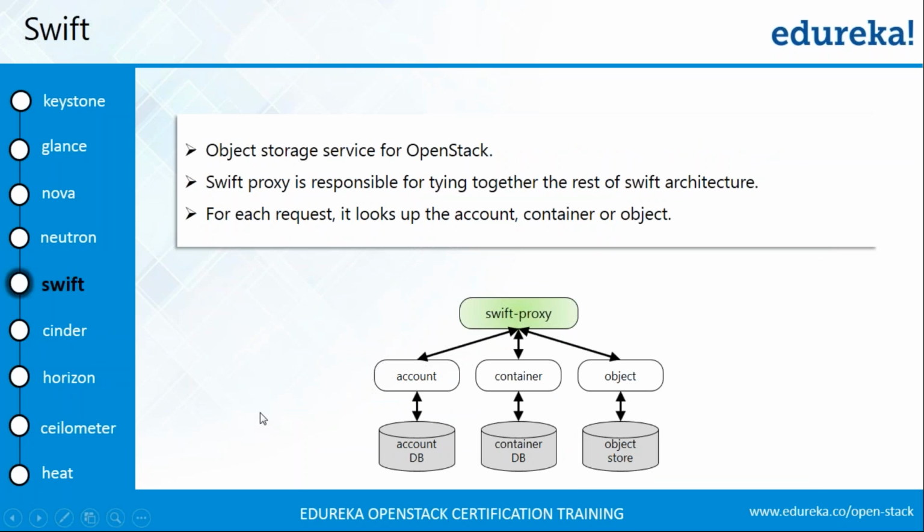Swift is the object storage service for OpenStack. In today's world, you are storing huge amounts of data, and the data storage system has changed. Nowadays, everything is stored as an object, and Swift is the service that allows you to do that in OpenStack. Whenever any request comes for storage, the Swift proxy gets it, and after that it redirects it to the proper containers or the proper database where it should be stored.